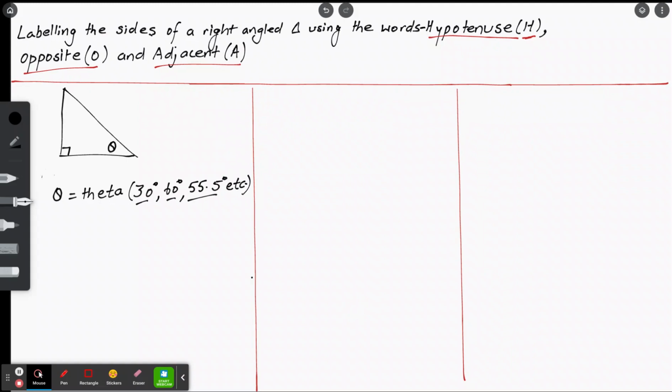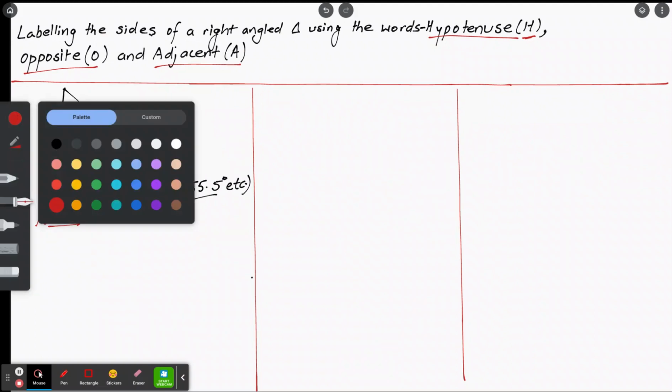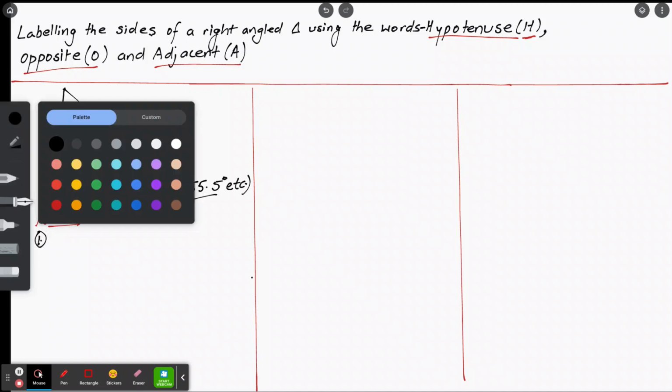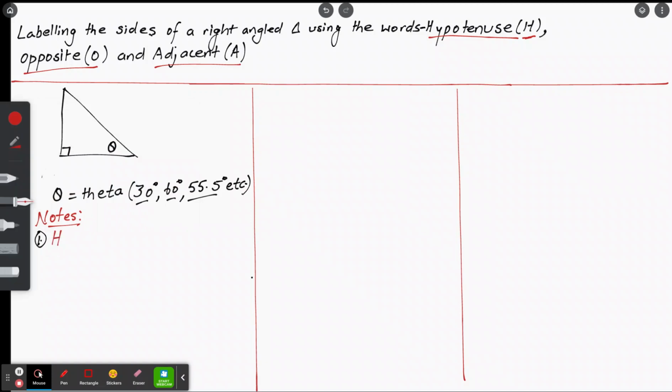Okay, so let's take a few notes first on how to label the sides. The first note I am going to give you is which side is side H in the triangle. H is always opposite the 90 degrees in a right angled triangle. So if we keep that in mind, that means our H in this right angled triangle is this side here.